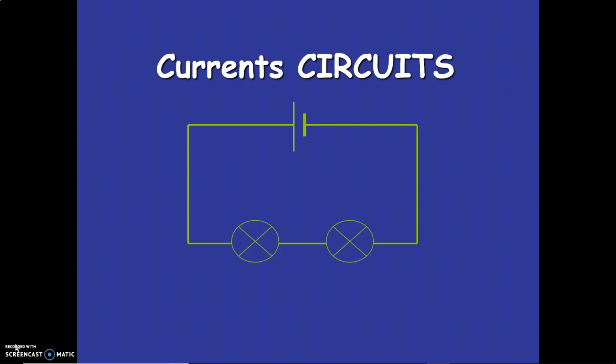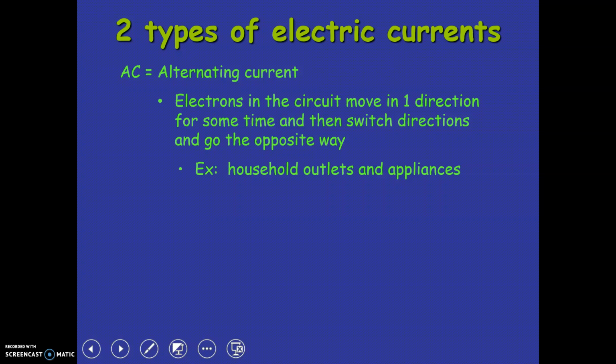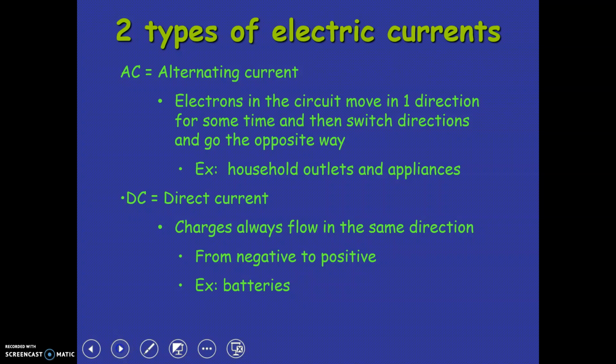All right, so today we're going to be talking about circuits. There's two types of electrical currents. The first type would be alternating current, which we represent as AC, and that means that the electrons will alternate the direction they flow depending on if it is on or off. And then there is direct current, also known as DC, and that means that there is only one way for the electrons to flow.